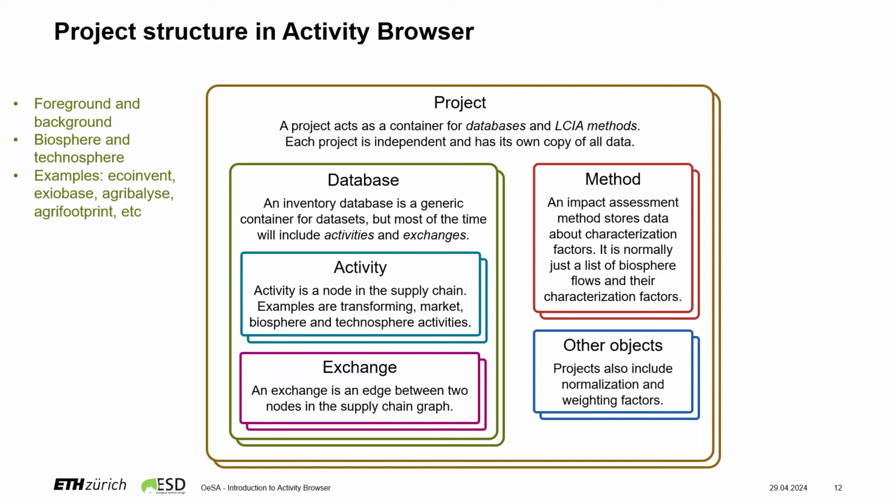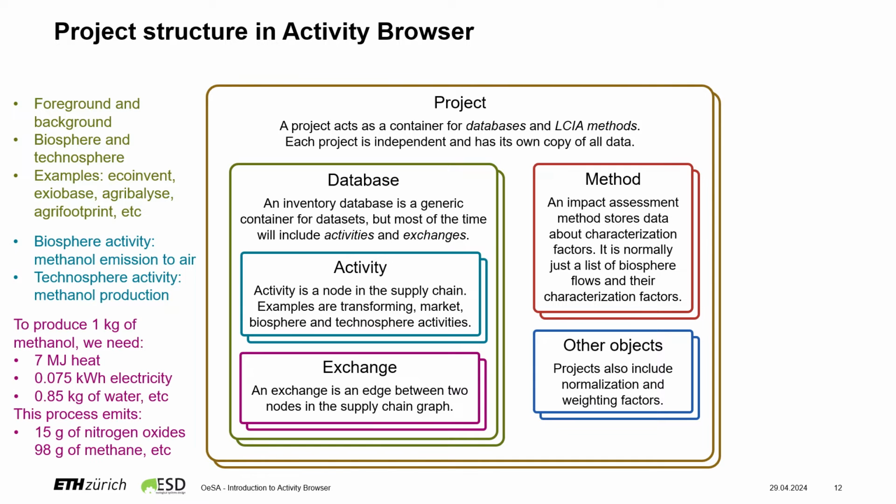Maybe you've heard of some of them. Each database contains activities. Activities can be biosphere and technosphere activities. A biosphere activity is, for example, methanol emission to air, whereas a technosphere activity could be methanol production. The exchanges are basically activities with amounts. So, for example, to produce 1 kilogram of methanol, we would need some amount of heat, some amount of electricity, some amount of water, and so on. During this process, we emit methane, nitrogen oxides, and all of these are different types of exchanges. On top are the technosphere exchanges, on the bottom are the biosphere exchanges.